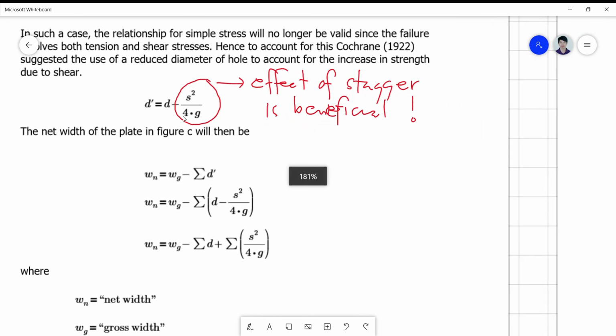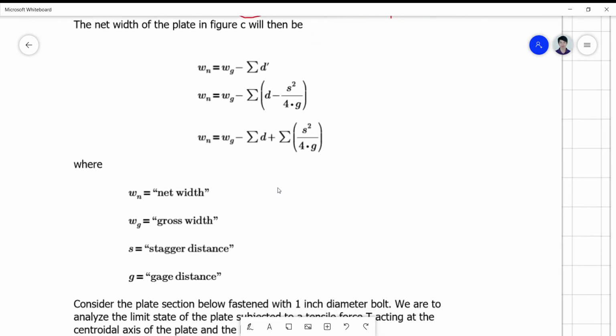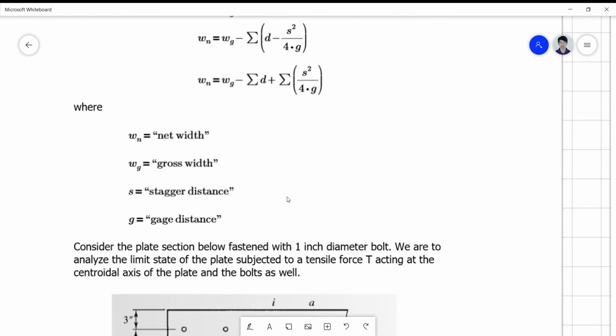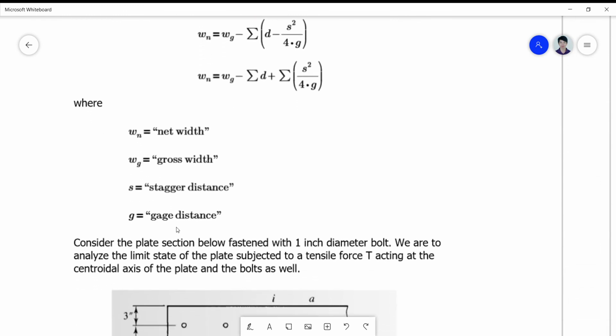And of course, we know d prime is given by this formula. We just plug it there. This becomes what? Algebra. So this will be distributed. Therefore, Wn is now equal to Wg minus summation d plus summation s squared over 4g, where Wn, Wg, s, and g are the net width, gross width, stagger distance, and the gauge distance.